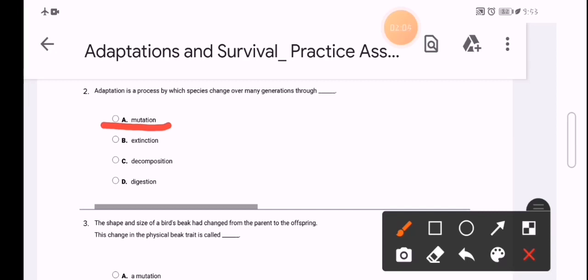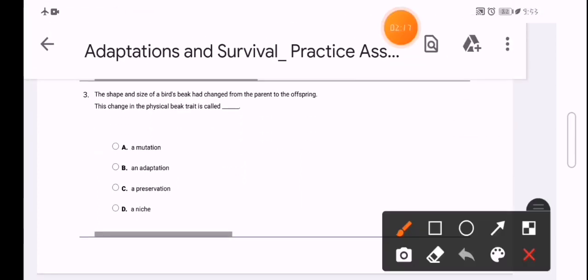Digestion, for sure, adaptation don't help in the digestion process, or digestion don't help to change over generations. But here, in case of number 3, the shape and size of bird's beak had changed from the parents to the offspring. Offspring here means the outcome or the products of the parents, okay? This change in the physical trait is called.